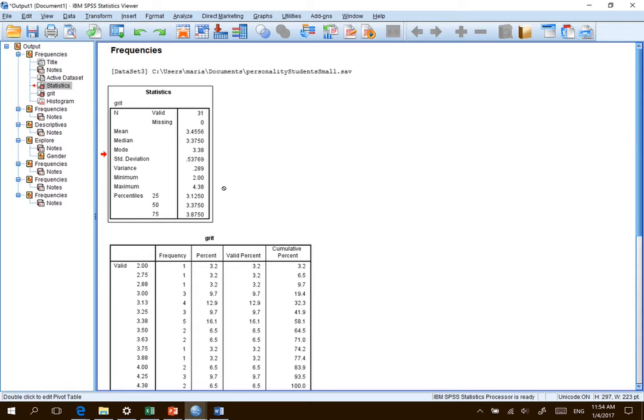You also get the percentiles. So you have the 25th, that's 3.12. You have the 50th, that's 3.37. And you have the 75th, that's 3.87. Now again, that's also quite close to the mean and the median. Now you can see this is of course the median. We will talk about percentiles when we're going to talk about the box and whisker plot.